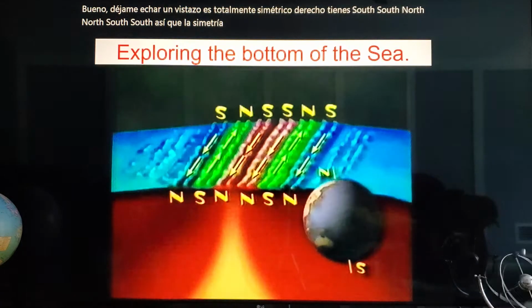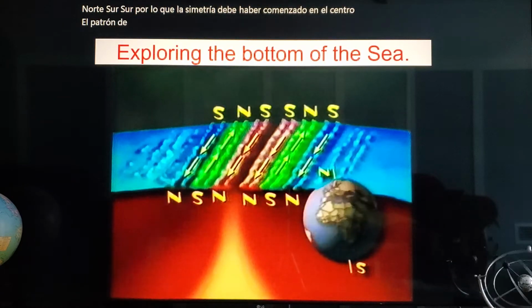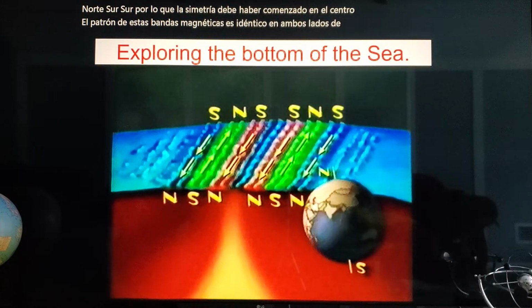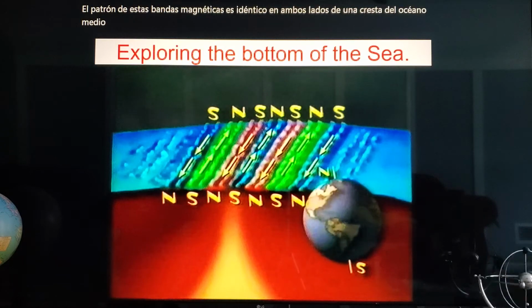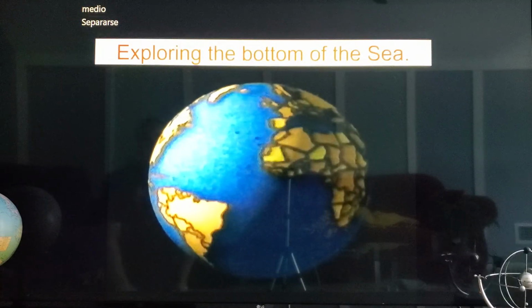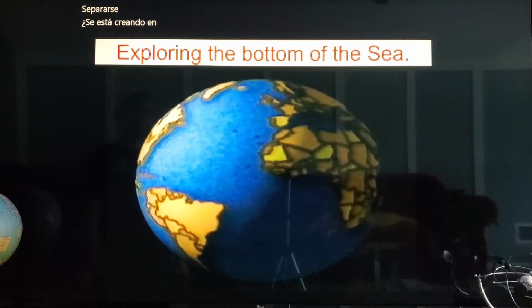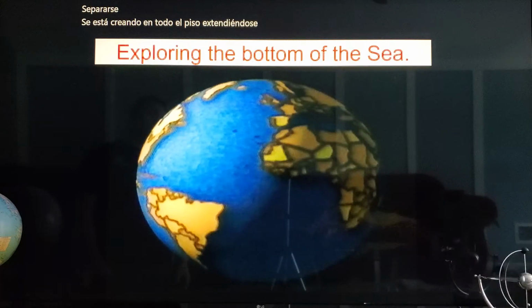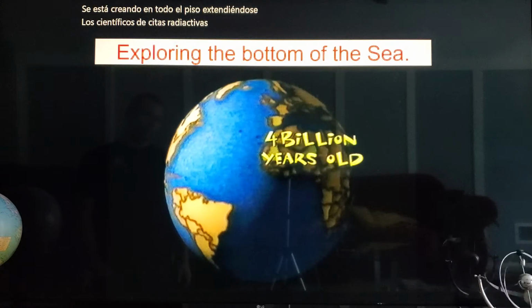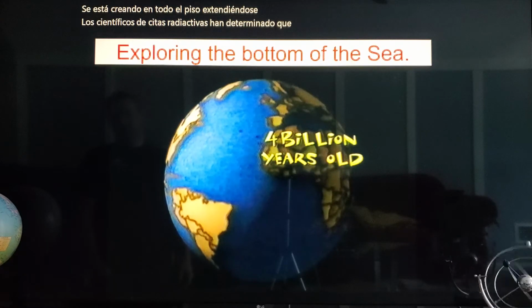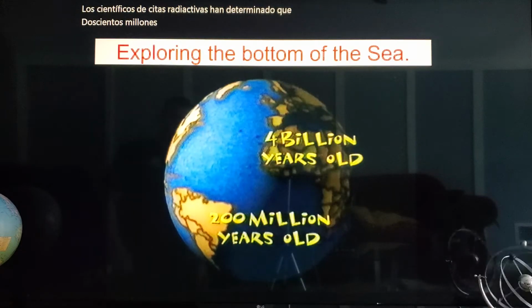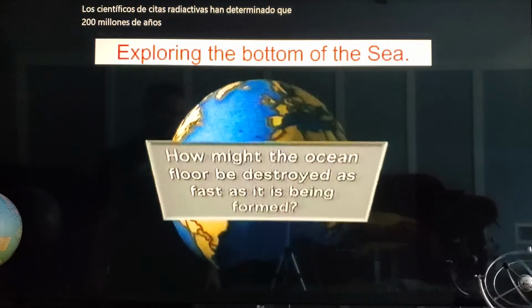The pattern of these magnetic stripes is identical on both sides of a mid-ocean ridge. So as magma hardens into rock, half moves in one direction and half in the other. Clear evidence of ocean floor spreading. So if new ocean floor is being created and the old floor is spreading, the Earth must be getting larger, right? Using radioactive dating, scientists have determined that the oldest rocks on land are almost 4 billion years old, but the oldest rocks on the ocean floor are only 200 million years old. This suggests that the ocean floor is being destroyed as fast as it's being formed. But how?